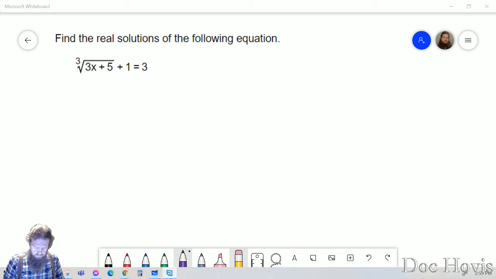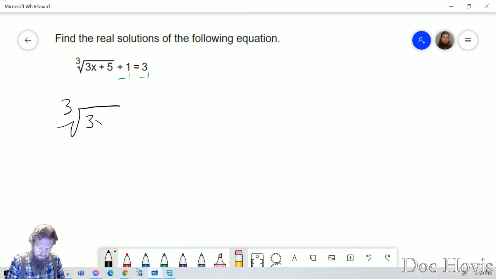Alright, so let's take a look at this problem. First thing we want to do is get the cube root by itself. We want everything that's not in that cube root over on the other side. So the first thing we do is subtract 1 from both sides. We have the cube root of 3x plus 5 is equal to 2.